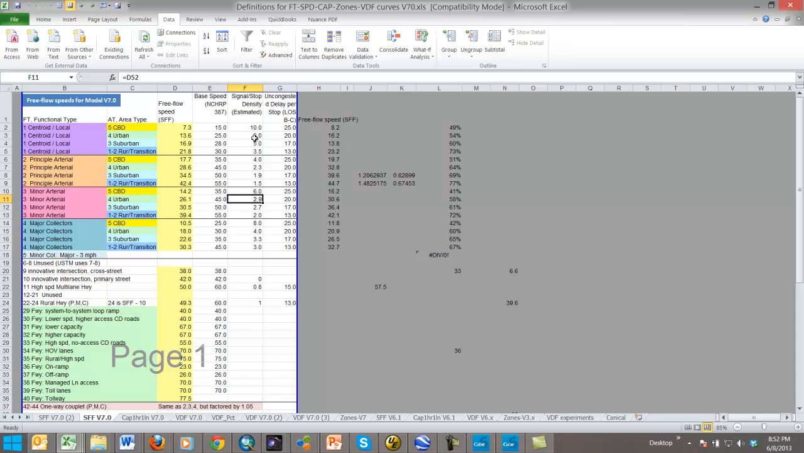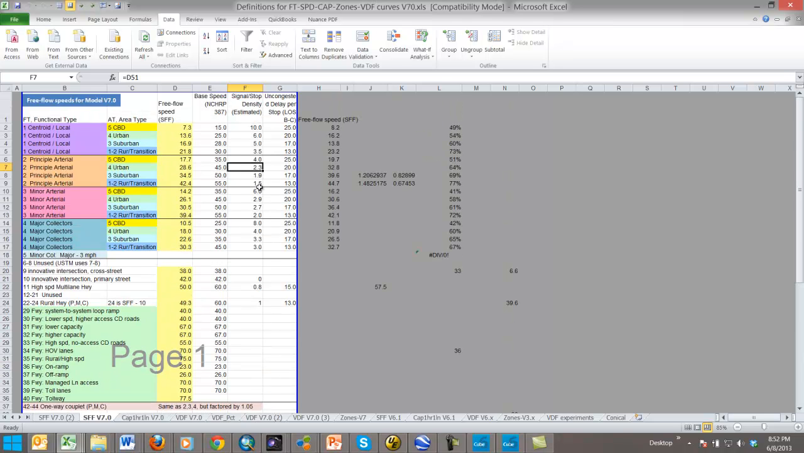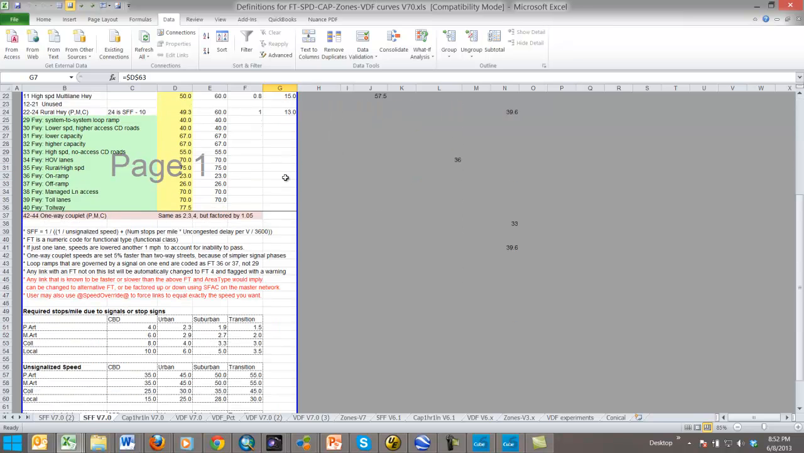And then the next thing is this signals and stop density. So the number of signals there are per mile affects how fast you can travel. And the next thing is the delay. How long you have to spend each time you stop affects the free flow speed as well.